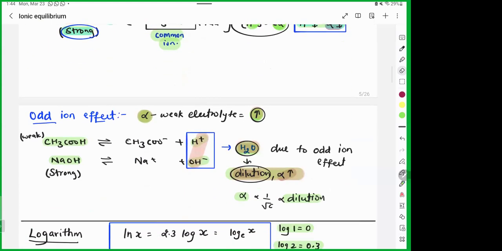Odd ion effect: because there is more water, and you know more dilution, more alpha. More dilution, more alpha.